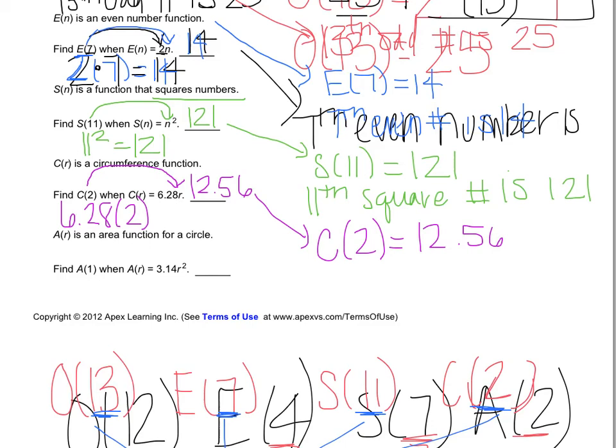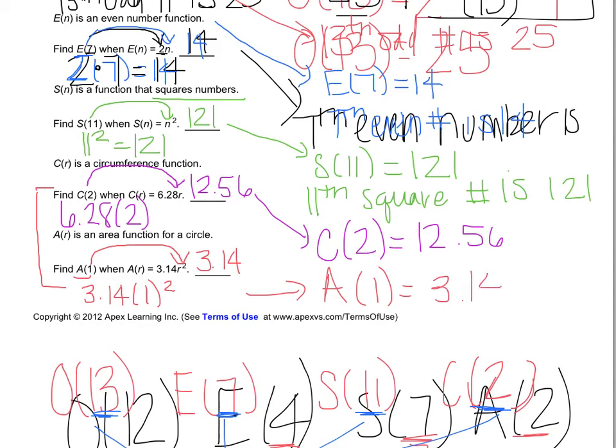And lastly is our area function. And it asks us to find a of 1. And these last two, by the way, cannot be translated into sentences like these others, like the 13th odd number or the 11th square number. That's why I didn't rewrite that. But for this last one, I'm going to take 1, and I want to plug it in for r. So I'm going to rewrite this as 3.14 times 1 squared. And if you plug that in the calculator, it's just going to give you 3.14. So we could say that a of 1 equals 3.14.